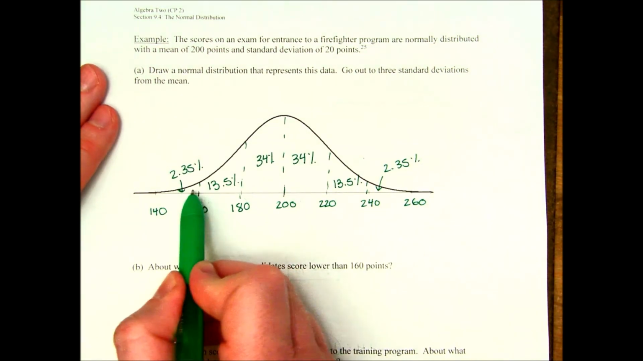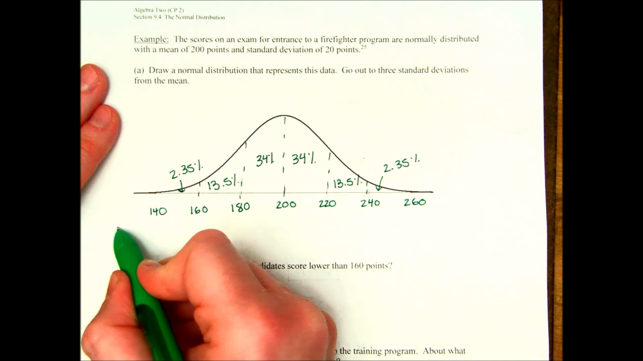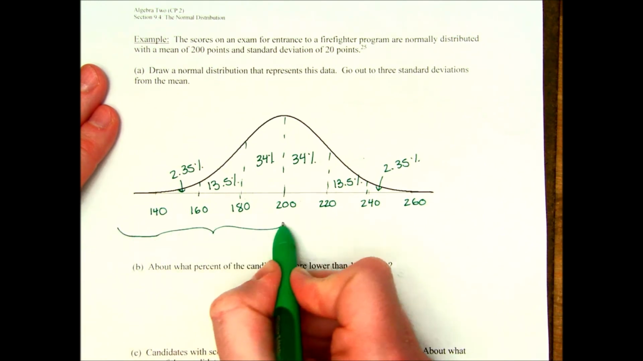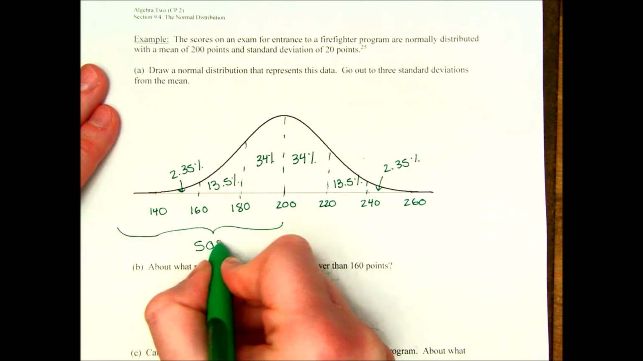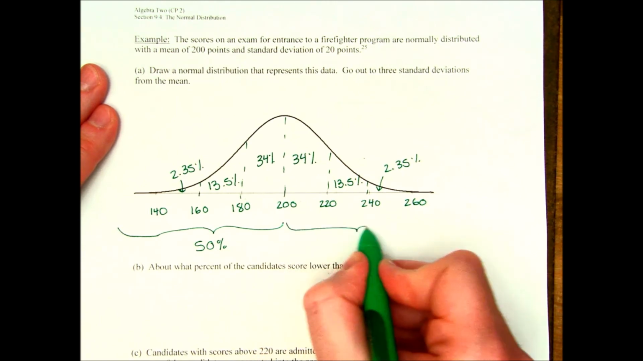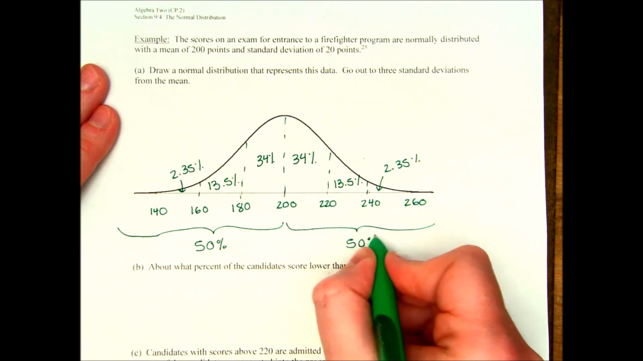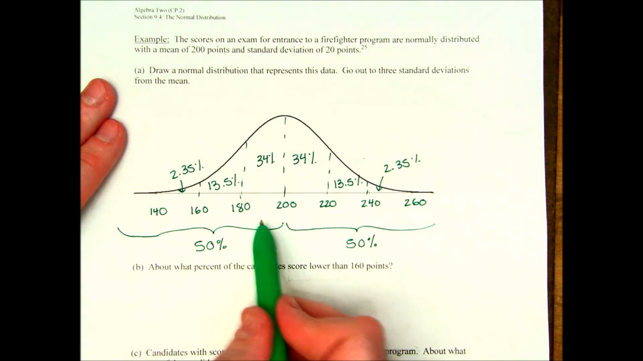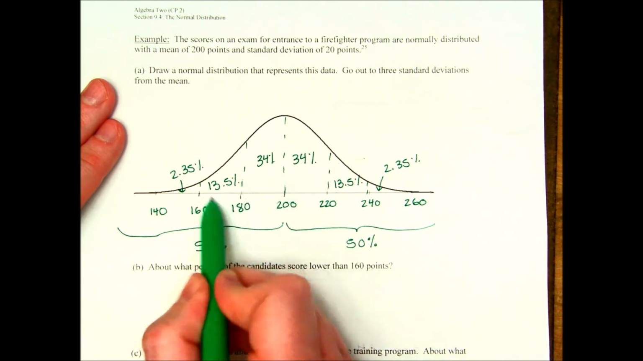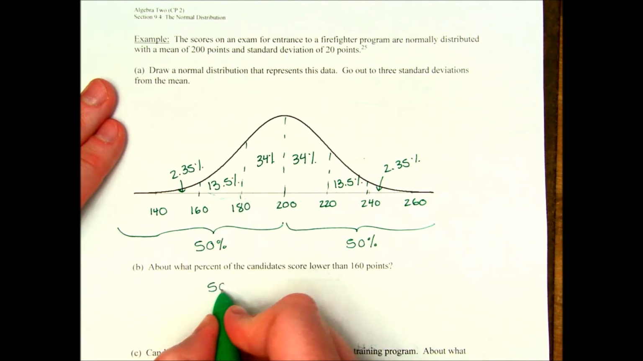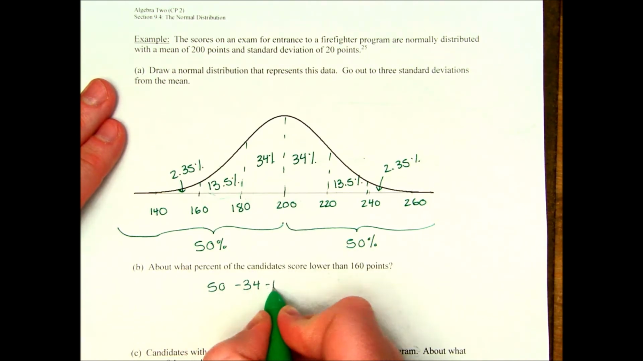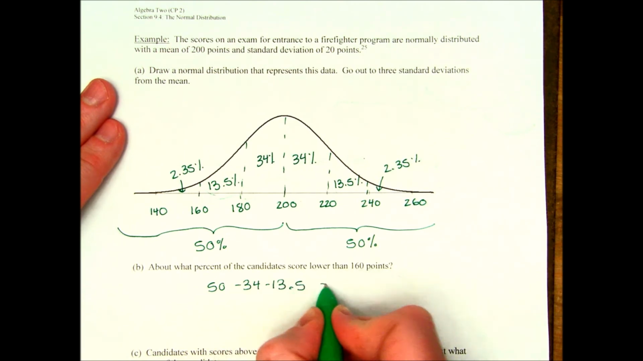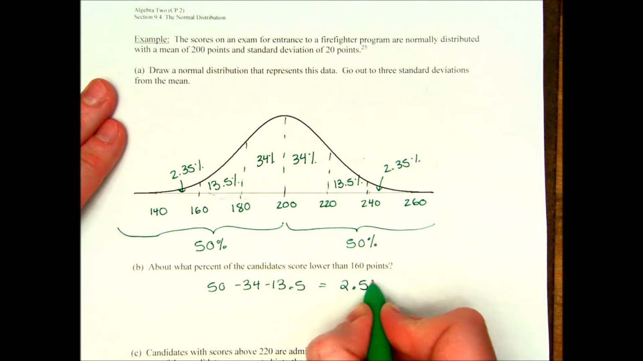In letter B, I want to know what percent of candidates scored lower than 160. So 160 and everything below, well, again, I'm going to have to do a subtraction idea because I know that 50% of my data is over there, and I know that 50% of my data is over there. Less than 160, I want to do my 50%, but take away this region and take away that region. I'm going to get 50 minus 34 minus 13.5. That's going to give me 2.5%.